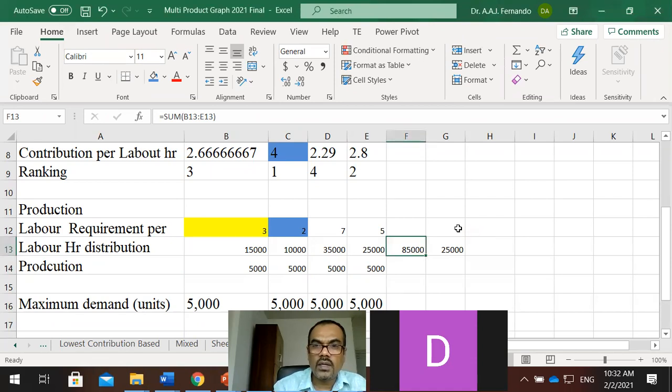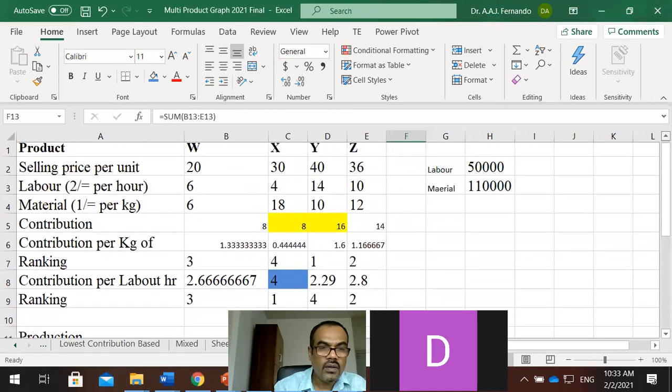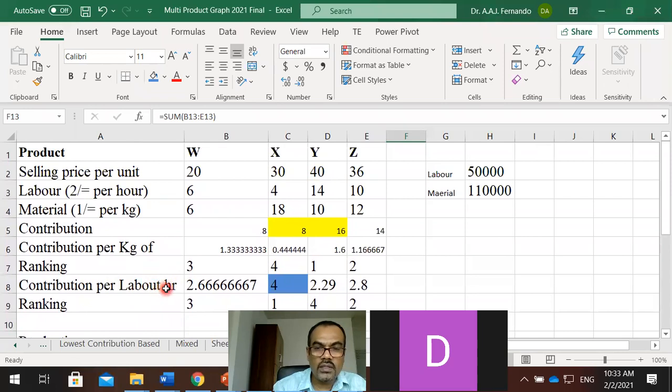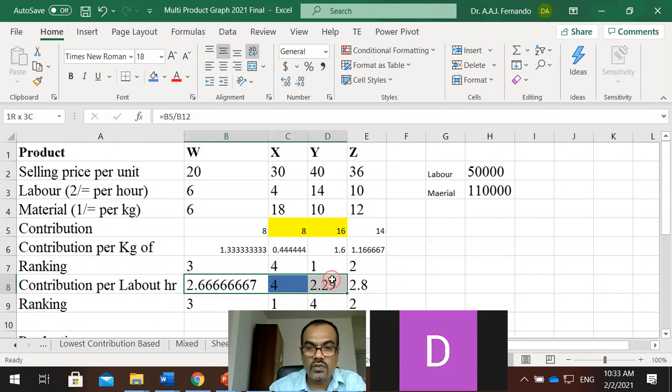No, unit contribution of X and Y are different, right? You see, the labor contribution per unit, the highest is X, therefore it is ranking number 1. And this is the second one, 2.8, number 2. So this is 2.6, therefore it is 3. This is 2.29. It is not the same because you don't see the same contribution. So here contributions are different per labor hour.